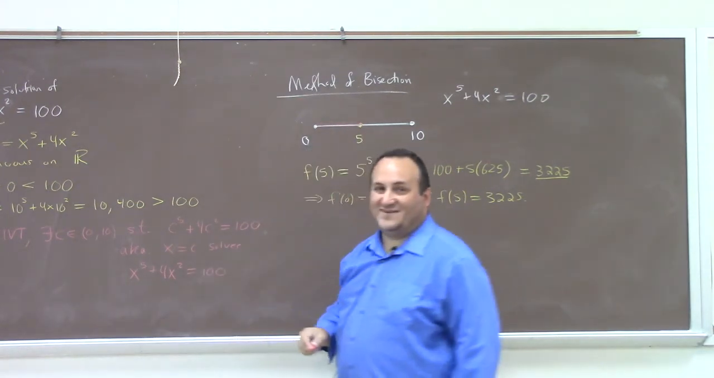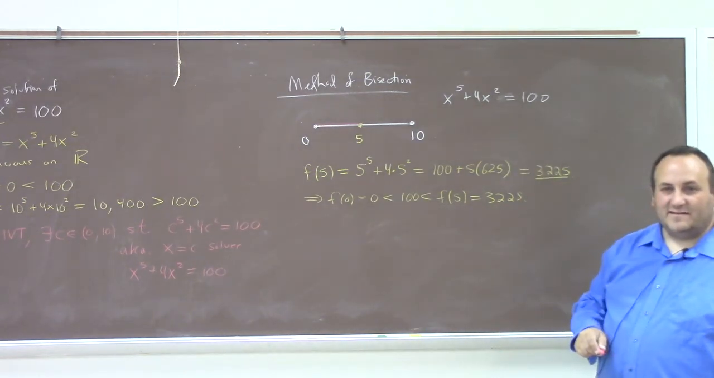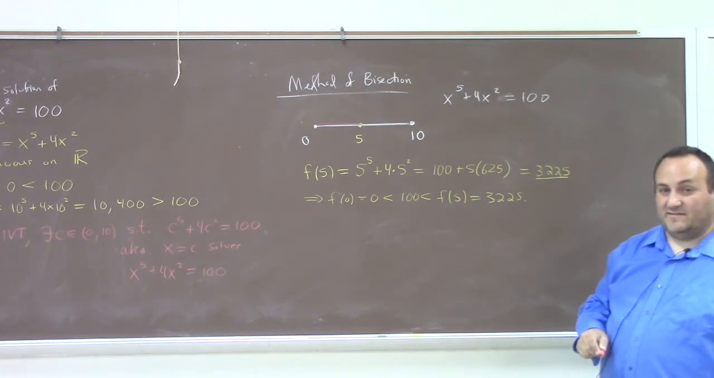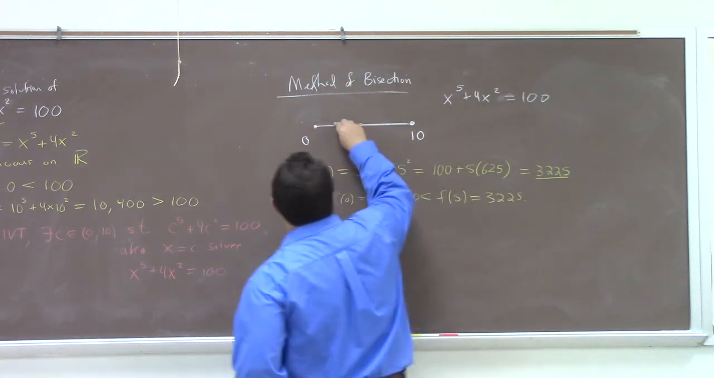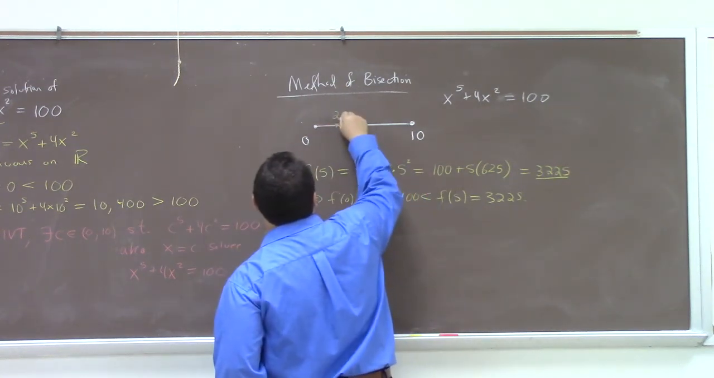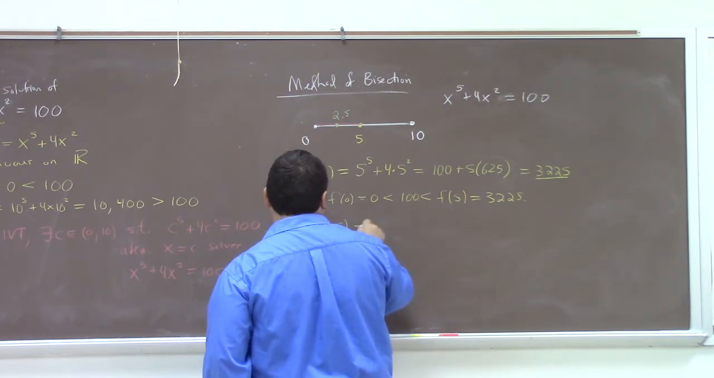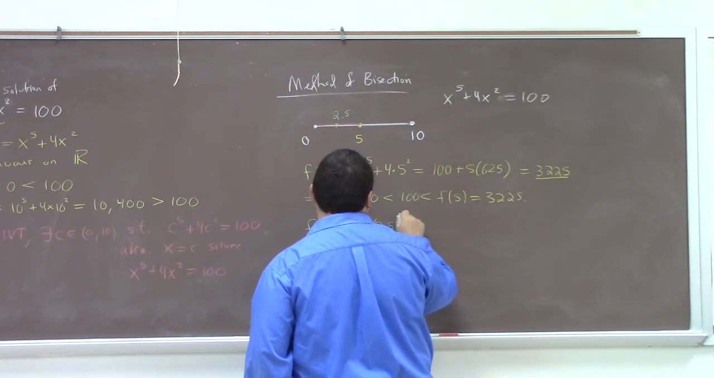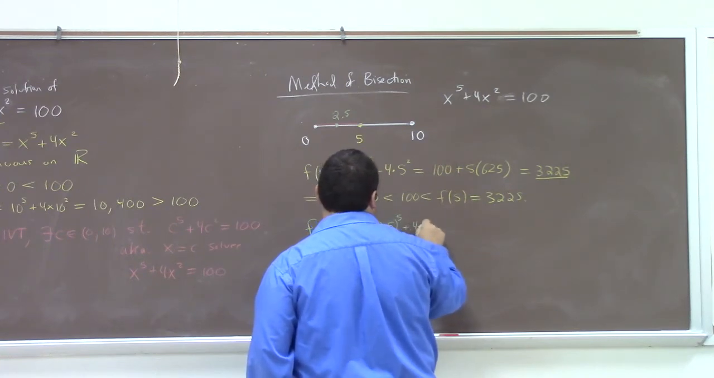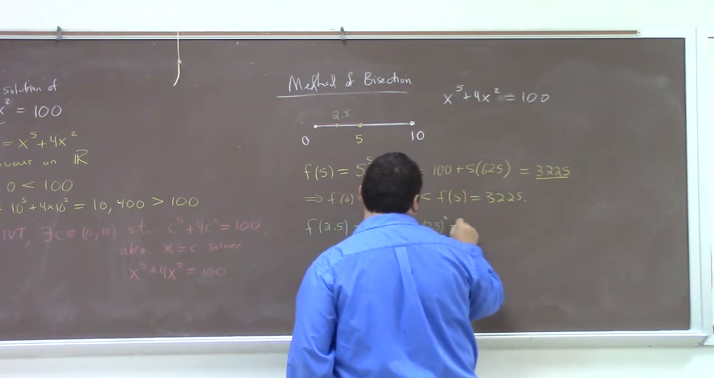So what do you do next? Go down further. You bisect again. So we look at the midpoint of that, 2.5. What is f of 2.5? 2.5 to the 5th power plus 4 times 2.5 squared. You'll have to tell me what that is.